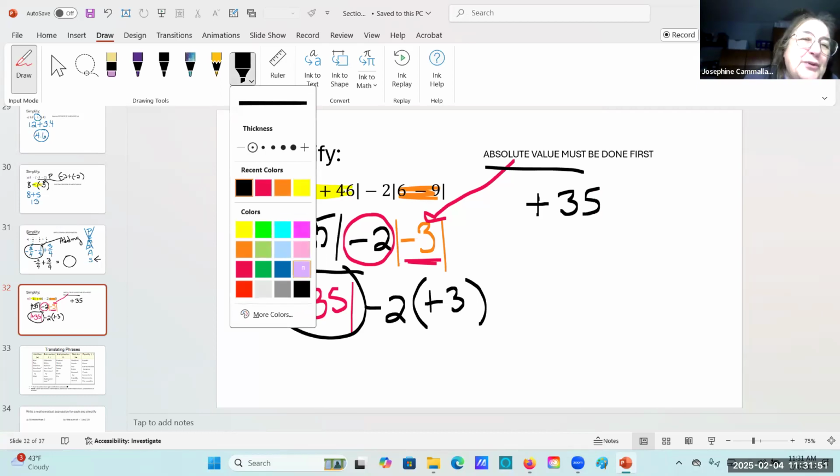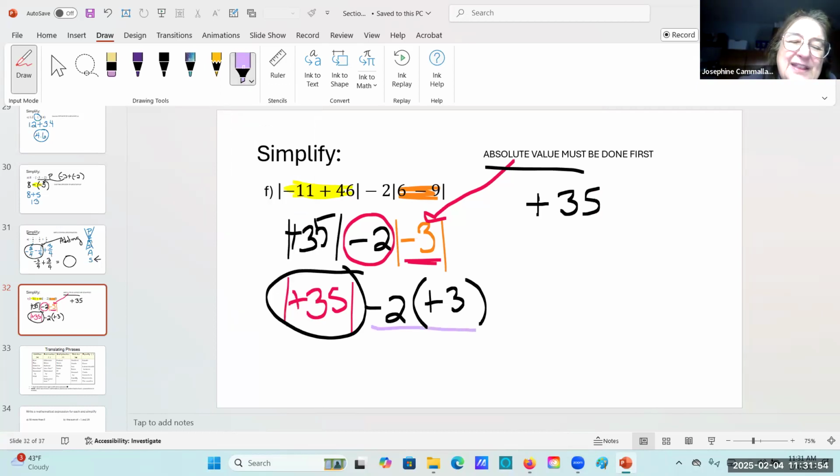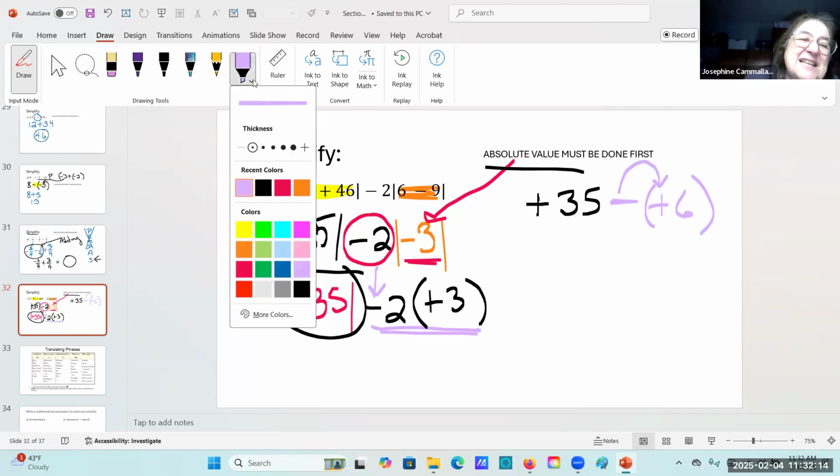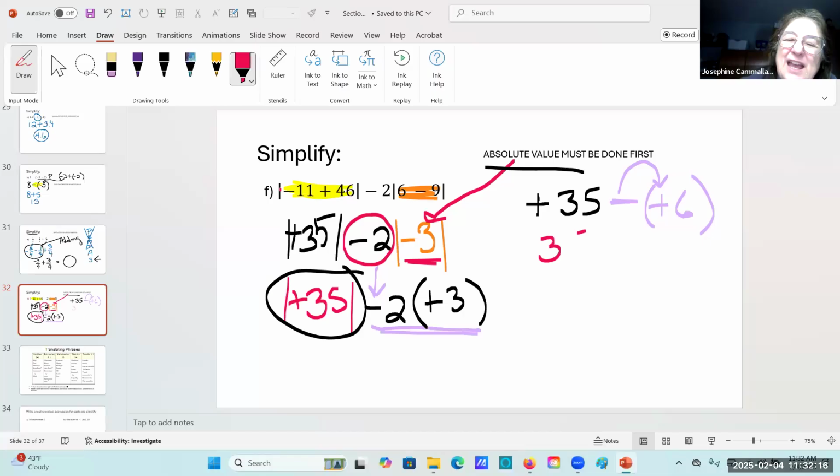Now, I'm not sure why they put this in here, but this means multiply. This sign is staying. 2 times 3 is a positive 6. Negative times positive means that I have 35 minus 6, or a positive 29.